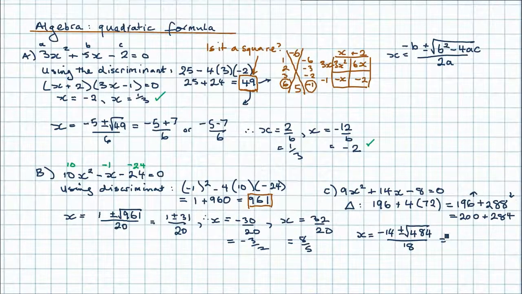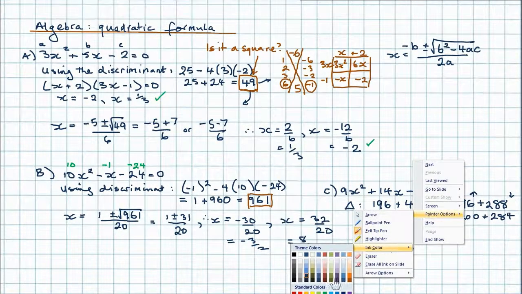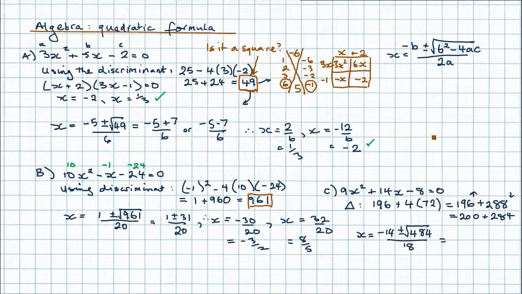Now 484 off the top of my head is 22 squared. Let's just check that. So 22 times 22. Okay, let's have a look. 2 times 2 then is 4. 2 times 2 is 4. 2 times 2 is 4. 2 times 2 is 4. We've got our 484. So quite an easy one to remember, but just to double check there.